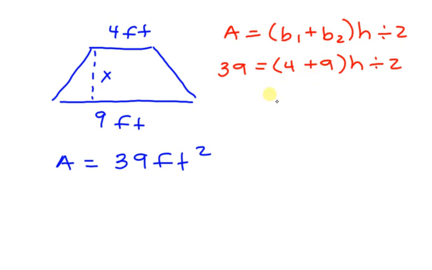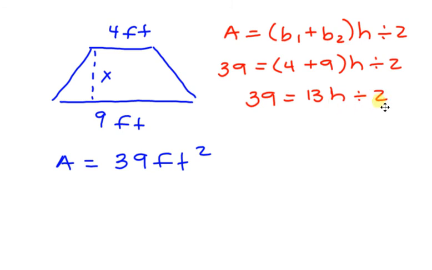Let's simplify this a little bit. 39 equals 4 plus 9 is 13, and then the h is with the height, divided by 2. Okay, so now what do we do in order to solve? Well, think back to our equations where we did inverse operations. So here, we have to get rid of this divided by 2 first, because we need to try and isolate the variable. We're trying to get this all by itself.